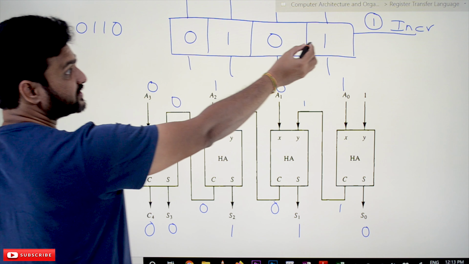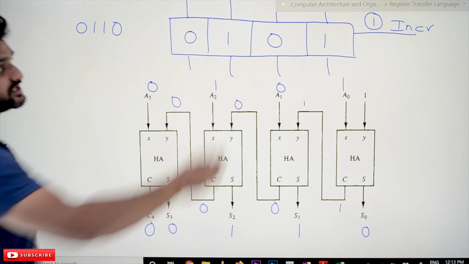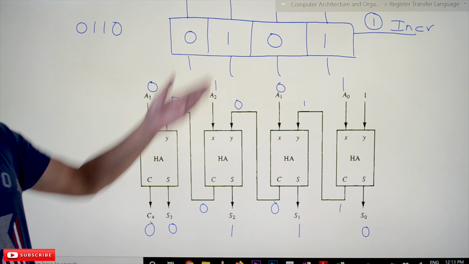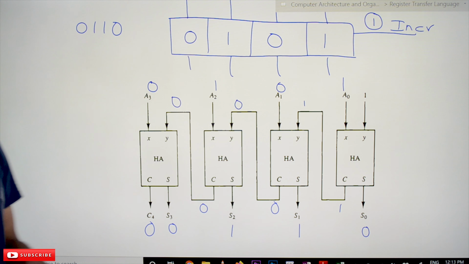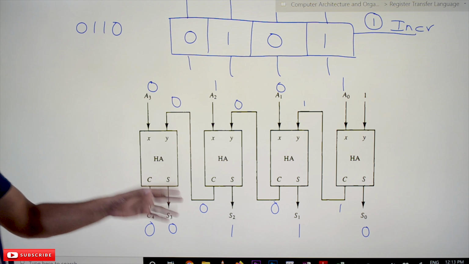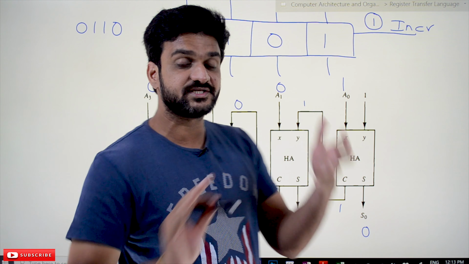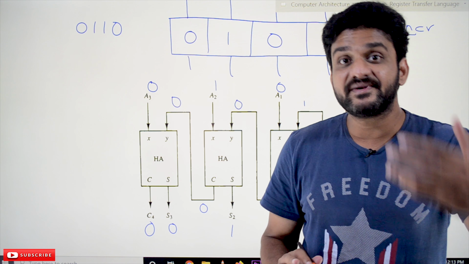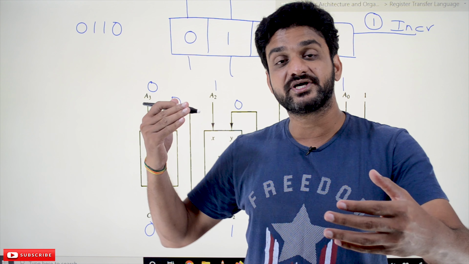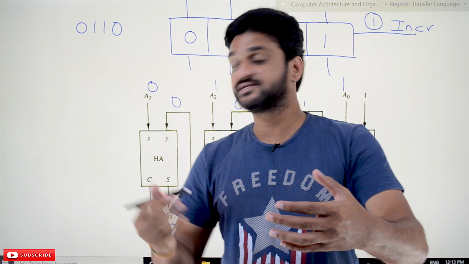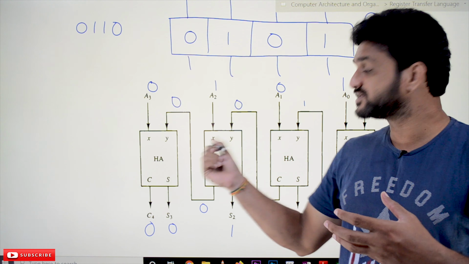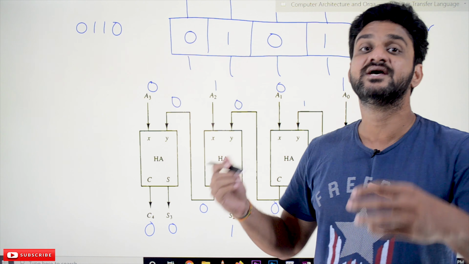The decimal equivalent of the original value is 5. 5 plus 1 is 6, and the binary equivalent of 6 is 0 1 1 0. So this is the circuit for binary incrementer. Within the register, in order to implement the increment option, to increment the value that is stored in the register, we can use this circuit.